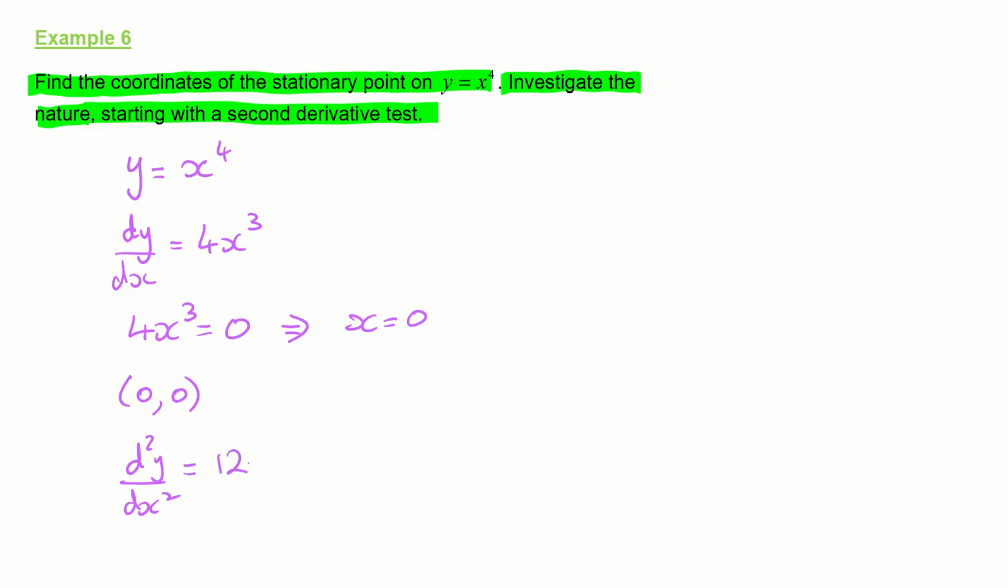The second derivative is going to be 12x squared. And so the second derivative, evaluated when x is equal to 0, is 0. Now, let's do it with a sign table.